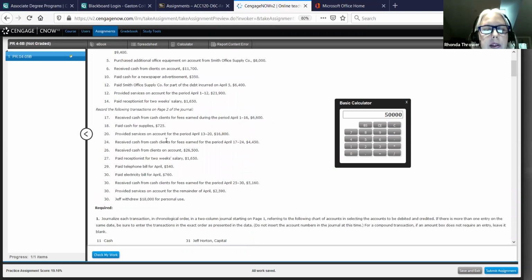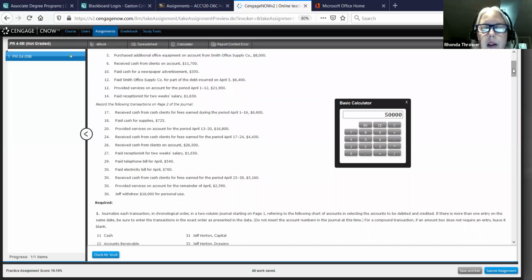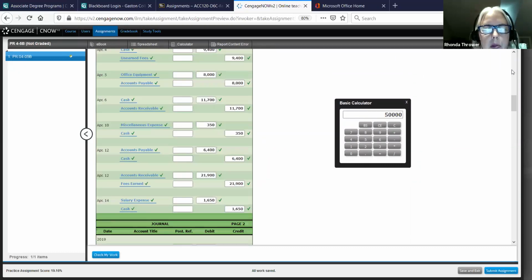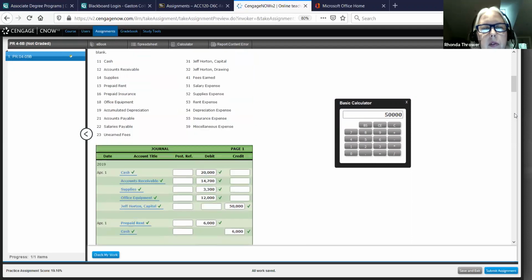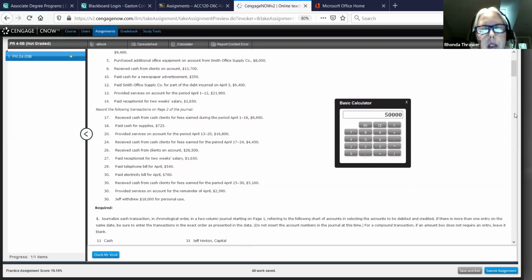And on April the 20th, we provided services, this time on account, for the period of April 13th through the 20th. So anytime we provide services, our fees will increase, and they increase on the credit side for $16,800. Because these were services that were provided on account, our accounts receivable has to go up. Our fees earned has to go up also. And the amount of the fees that we've earned during that period of time are $16,800.